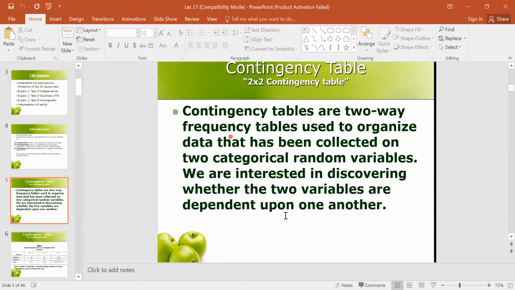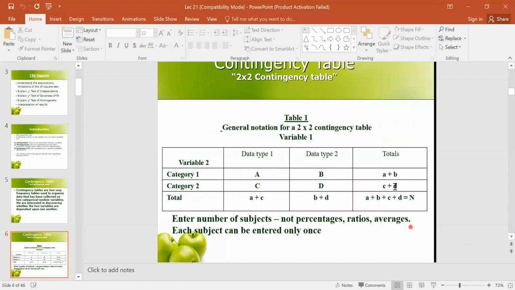What is it? A contingency table is basically a two-way frequency table in which we can organize the data and collect it in two categories for two variables like this. This is a 2 cross 2 contingency table. We can extend it to an n cross n contingency table. So here we explain the 2 cross 2 contingency table. This is variable 1, which we write here, and this is variable 2, which we define as category 1 and 2.